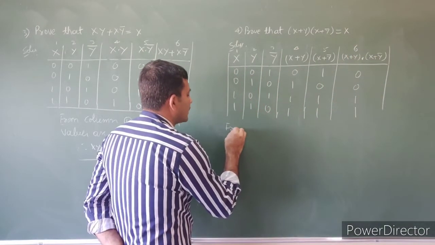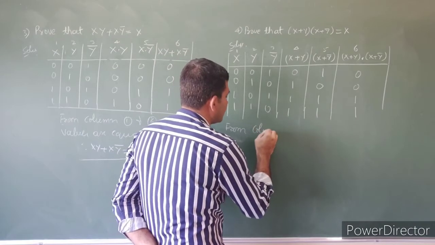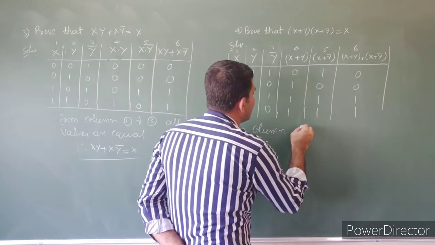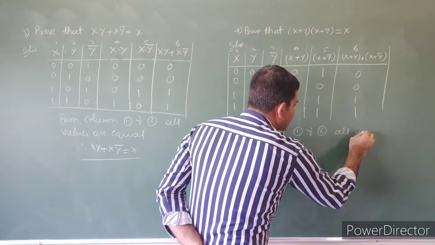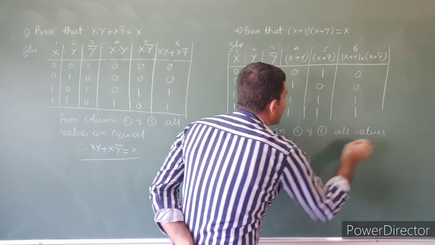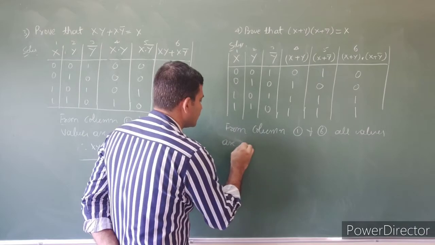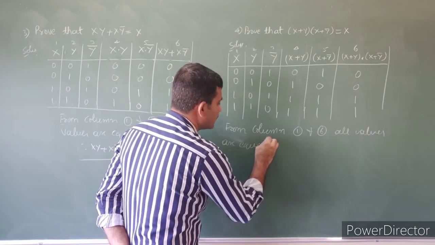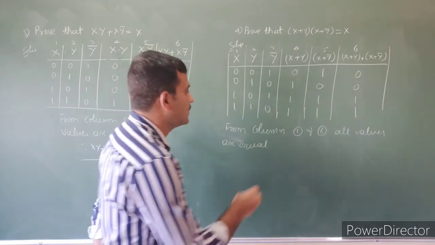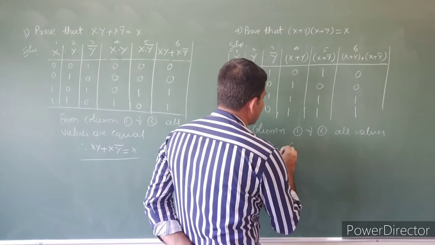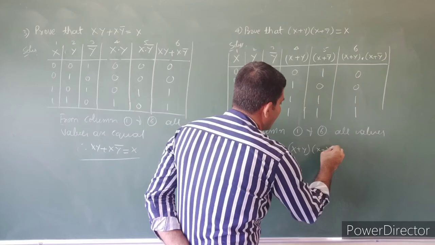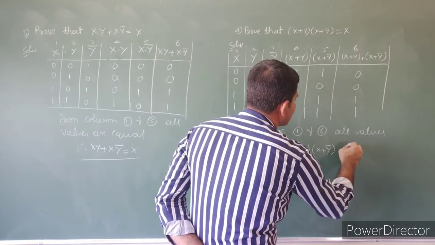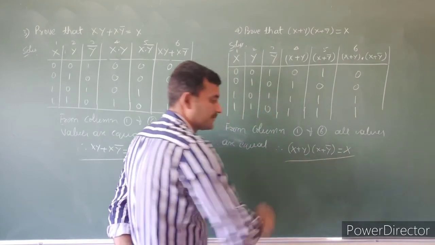From column 1 and 6, all values are equal. Therefore, we have proved that x plus y bar is equal to x.